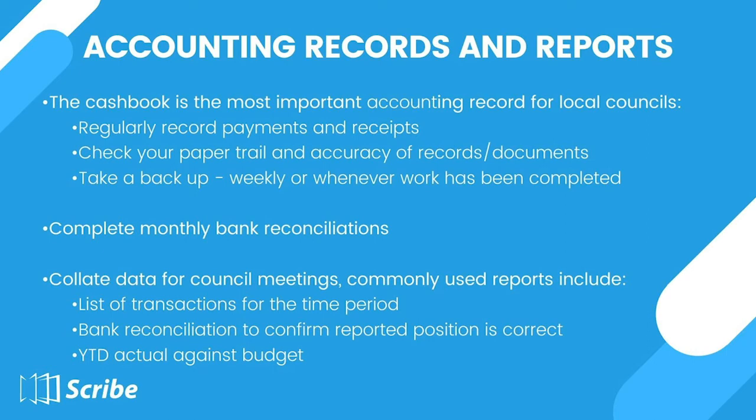So in terms of the data found at council meetings, commonly used reports include lists of transactions for the time period, so this may be looking back at information on what has been received or spent the previous month, for example, or maybe looking ahead in terms of a payments listing report for approval for payments. The bank reconciliation to confirm the reported position is correct, and a year-to-date actual against budget, so information about what's been spent against your different budget headings, where you are against that budget, areas of overspend, underspend that may need looking into.